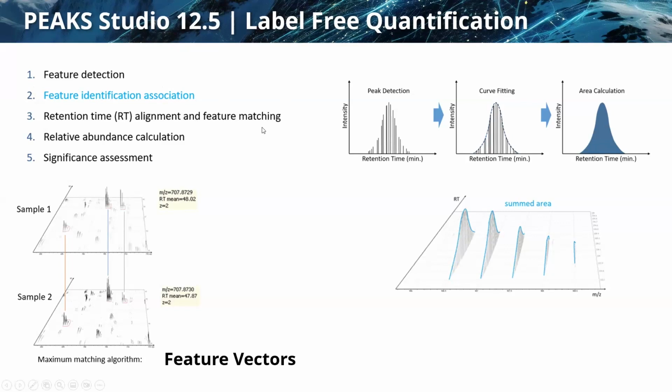Then Peaks will do retention time alignment and feature matching. So it's going to line up the samples, see which features match to each other. And then a set of features that match across different samples is called feature vectors. So that's the terminology that is often used in the Peaks user manual if you're reading about LFQ options. And then the relative abundance calculation will be done. Peaks uses area under the curve calculation, and it sums the area from each isotope. And then finally, you'll do a significance assessment, which is the ANOVA calculation in Peaks, or you could also set an FDR.